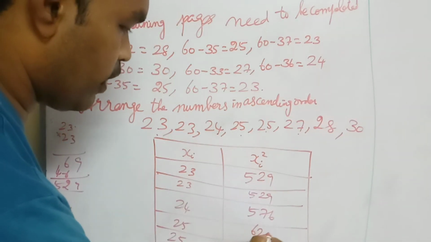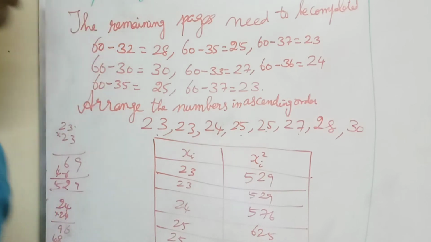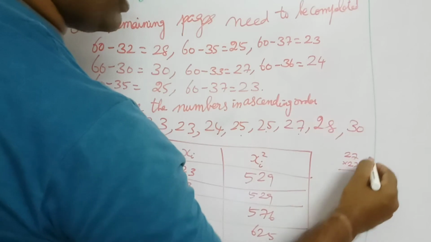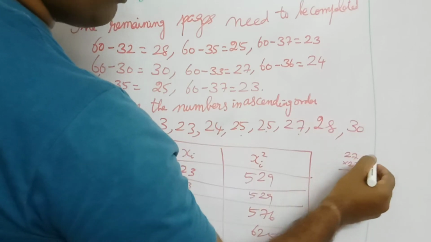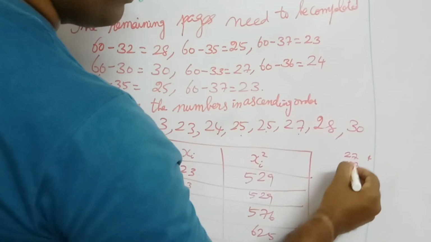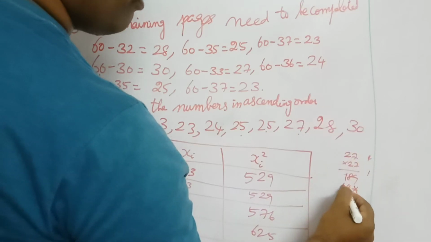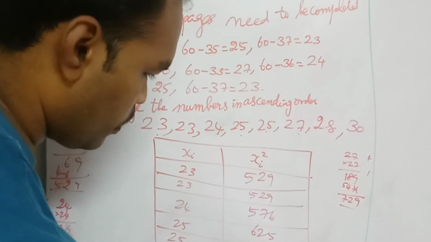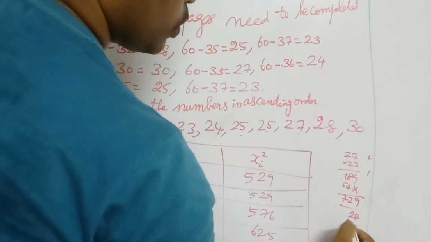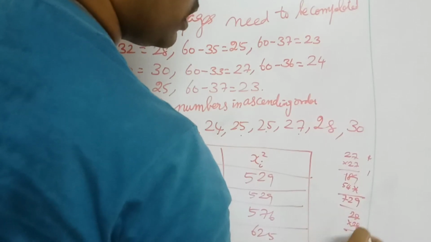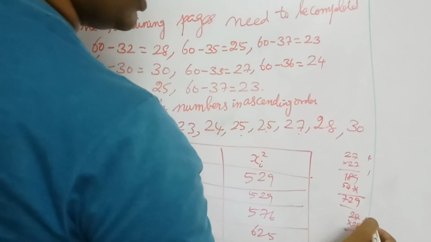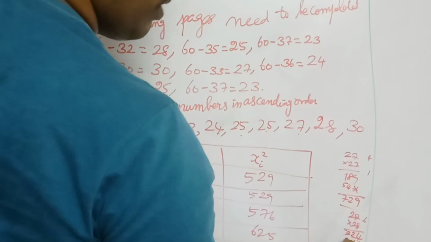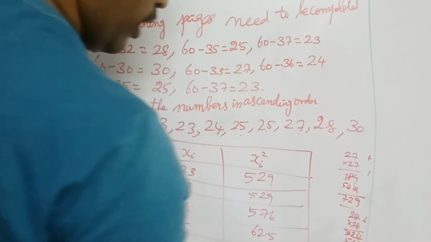25 square is 625. You can multiply it. 27 square is how much? 27 into 27. 7 7s are 49. Balance 4. 7 2s are 14. 14 plus 4, 18. 7 2s are 14. 5. 729. 28 square is how much? 8 8s are 64. Balance 6. 8 2s are 16. 16 plus 6, 22. 8 2s are 16. 1. 784.